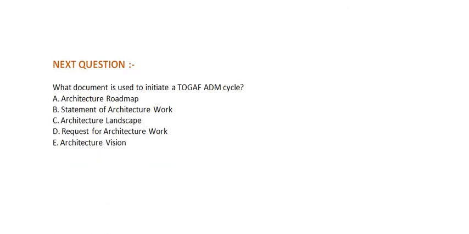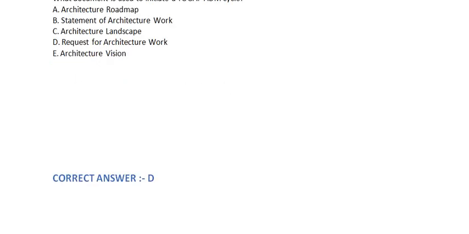Now moving to next question. What document is used to initiate a TOGAF ADM cycle? Option A, architecture roadmap. Option B, statement of architecture work. Option C, architecture landscape. Option D, request for architecture work. And option E, architecture vision. The correct answer is option D.